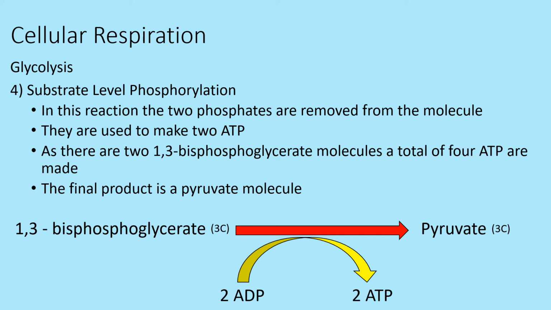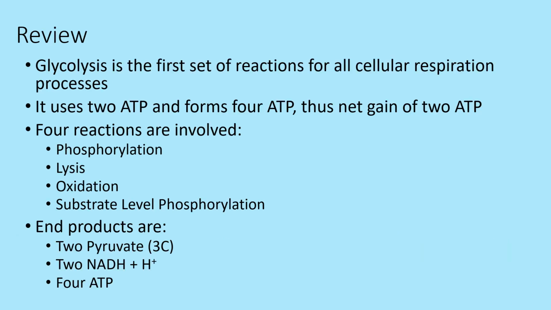And the final product of this reaction is pyruvate, our 3-carbon molecule we want. So our 1,3-bisphosphoglycerate gets the phosphates removed, the 2 ADP become 2 ATP, and we get a pyruvate. And of course this occurs twice, so we get 4 ATP and 2 pyruvate molecules.